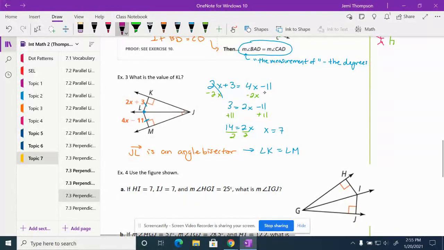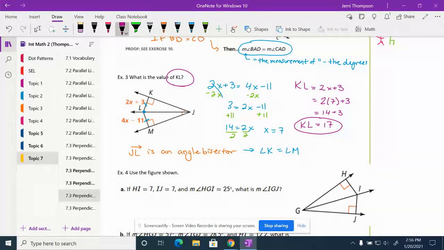Now that is not what the question asked me for. So I need to go back and answer the question. What is the value of KL? KL is 2x plus 3. Replace x with 7. And I get KL is equal to 17. There are no units here. So that's going to be my final answer.